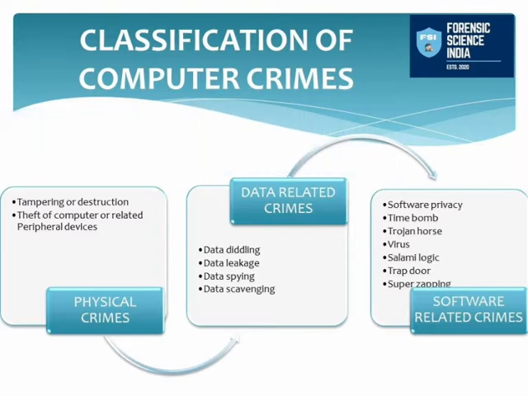At first, we'll talk about the physical crimes, in which the physical computer and related peripheral devices are in danger. Then comes data-related crimes, which includes data diddling, leakage, spying, or scavenging. Then comes software-related crimes, which we will study in the later videos.